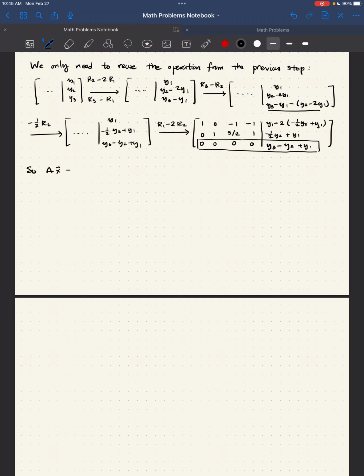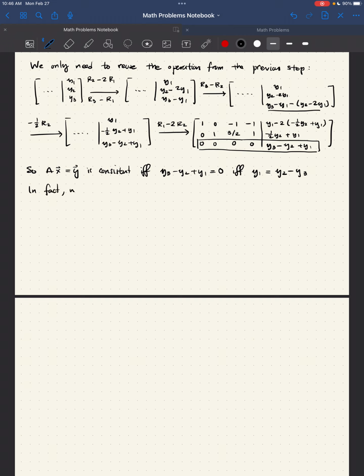So, A times x equals y is consistent if and only if, well, y3 minus y2 plus y1 is equal to 0. I'm going to rewrite this as follows: y1 equals y2 minus y3.